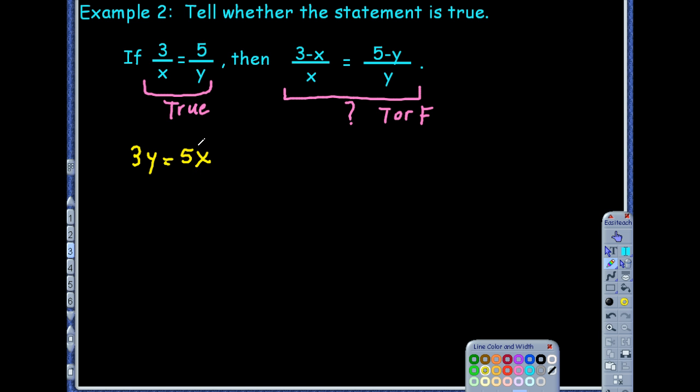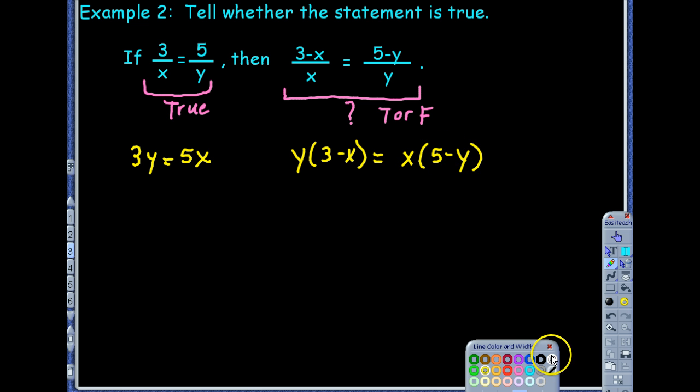And again, this is the kind of work that you're going to show. Because if it ends up being true, we can stop because we've actually shown it. If it's false, you need to again give us a counterexample. Over here, what would I write? When I cross multiply, I'm going to have y times the quantity 3 minus x equals x times the quantity 5 minus y.